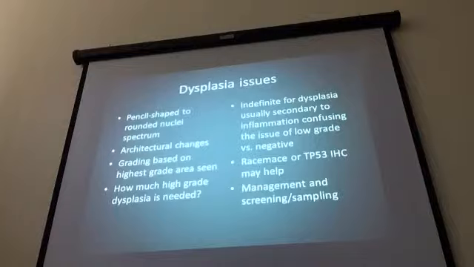Architectural changes, what defines them? You have the underlying distortion related to inflammatory bowel disease. Is that dysplasia? Or does it have to become more complex than that before it's dysplasia? We grade on the highest grade area that we see. Does that mean 1 rounded nucleus in 1 gland? Or does it mean 2 glands involved by high grade? Or 3? There's not criteria here.